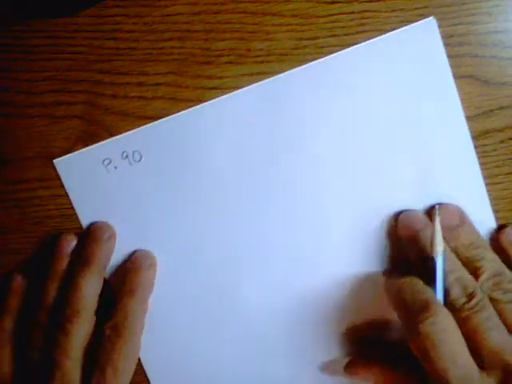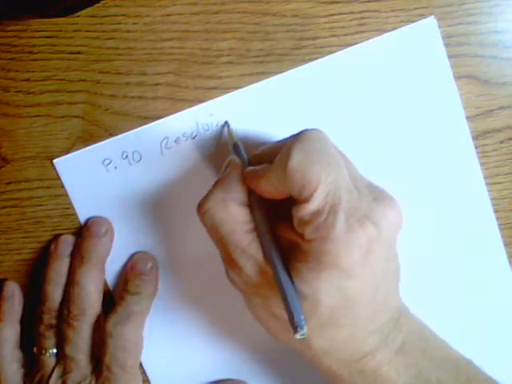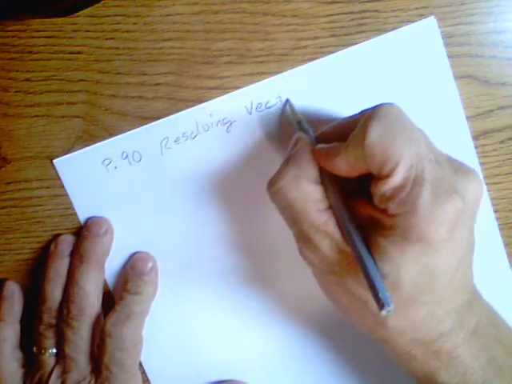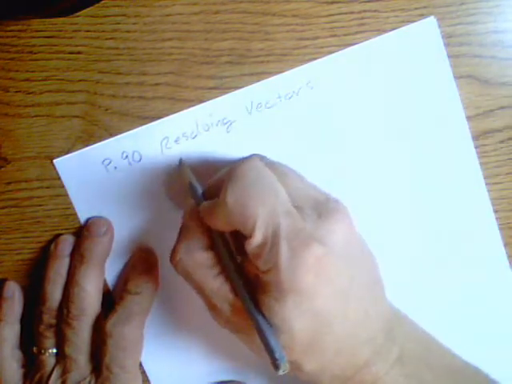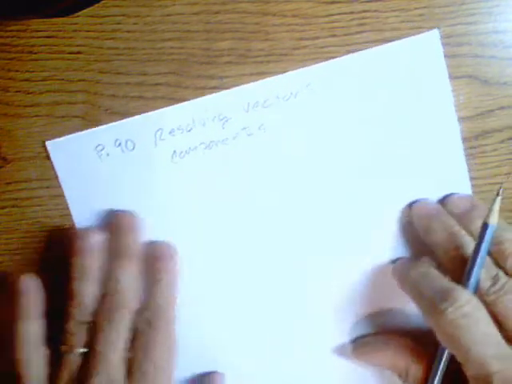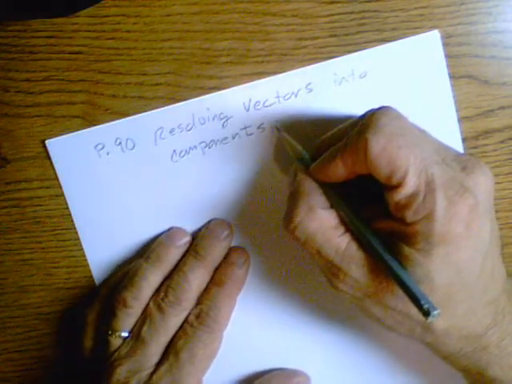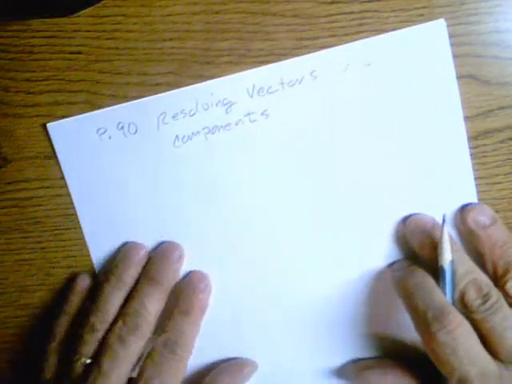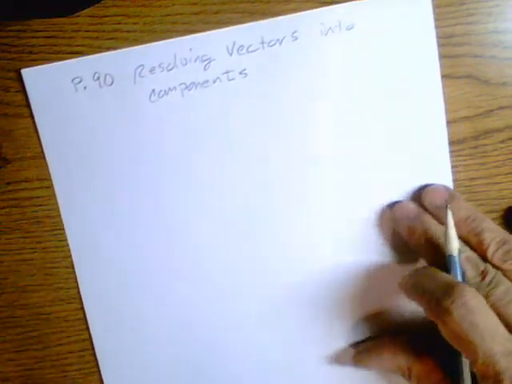I'm on page 90, and what I'm doing is called resolving vectors into components. The components that we're concerned about mostly are the x component and the y component, which is what we are resolving our vectors into. You had to do this for a homework sheet.